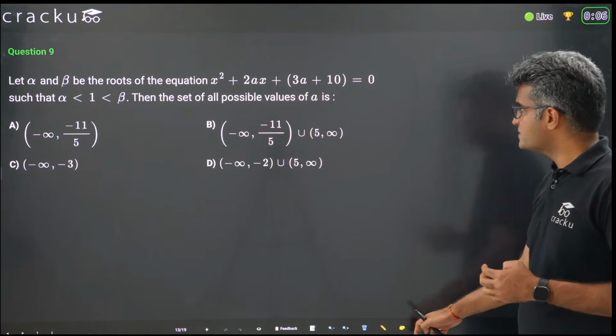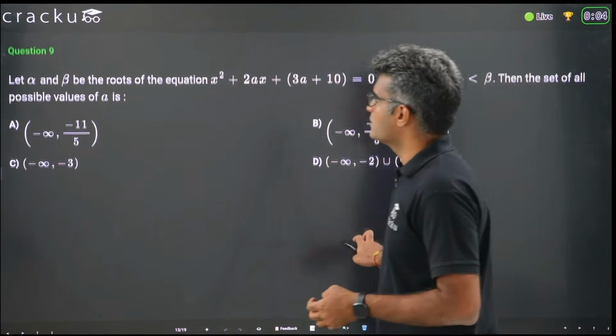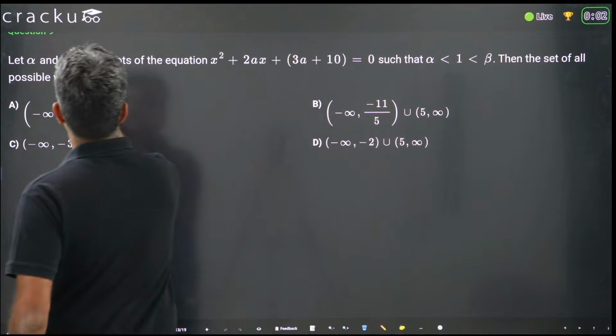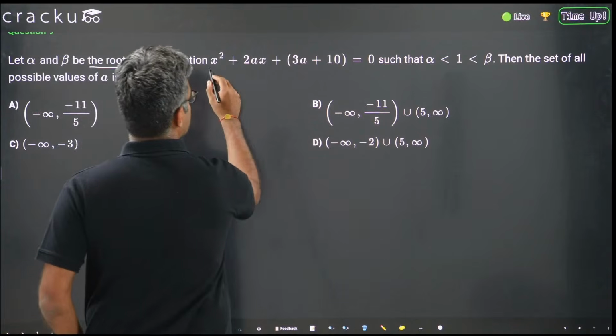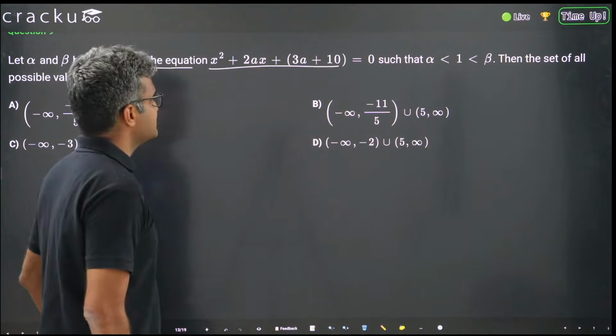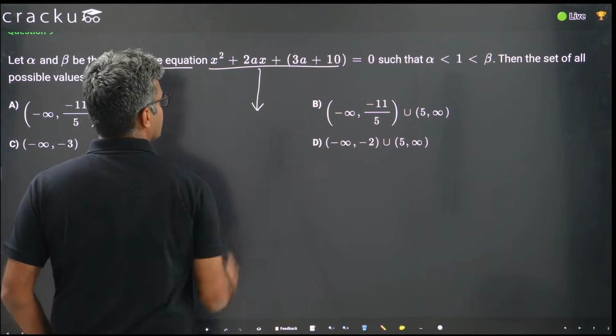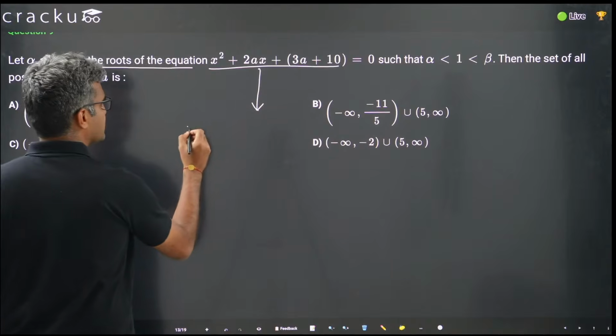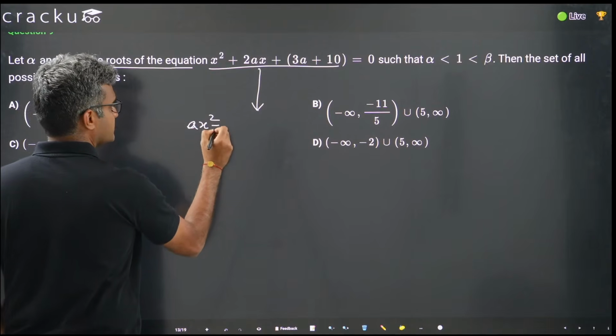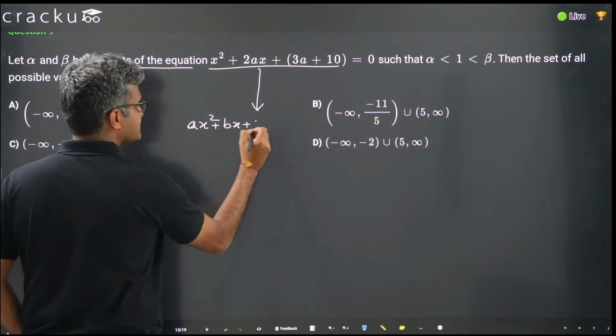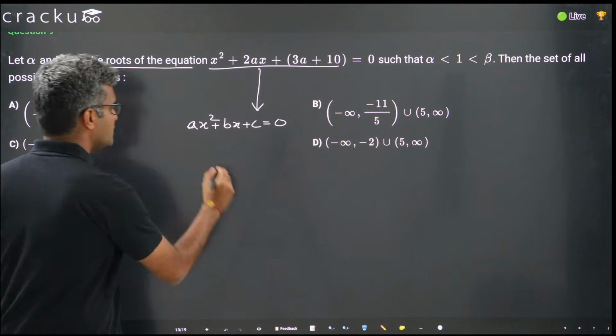Okay, let us try to answer this question. In this question, we are told that alpha and beta are the roots of the equation x square plus 2ax plus 3a plus 10 is equal to 0. This is a quadratic equation. Every quadratic equation which is of the form ax square plus bx plus c is equal to 0 has something called a discriminant.